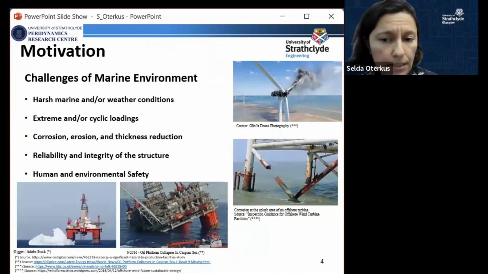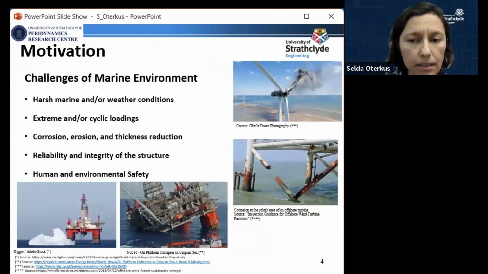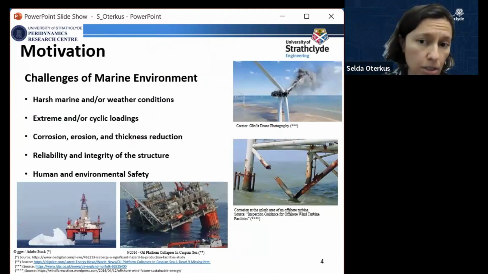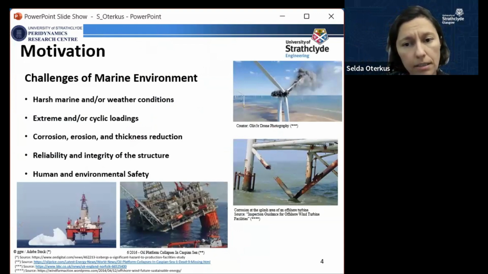When we are thinking about the marine environment, we need to consider that it is a very harsh environment due to unexpected weather and sea conditions, and this can cause extreme and cyclic loading on marine structures. This can, of course, create potential damage scenarios for our structures. Especially if we consider cyclic loading conditions, it can create fatigue damage. And moreover, since we know that the marine environment is very corrosive, it can also create corrosive damage in our structures, and our structures can really suffer from corrosion.